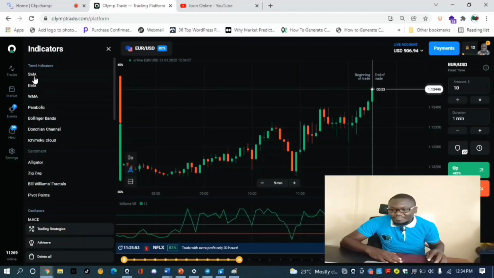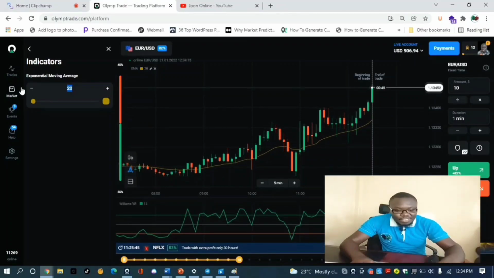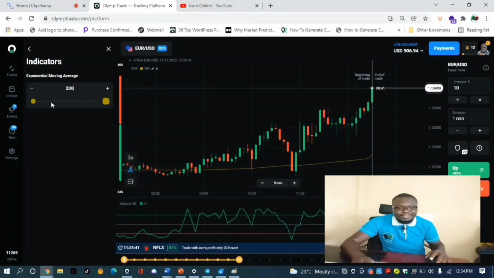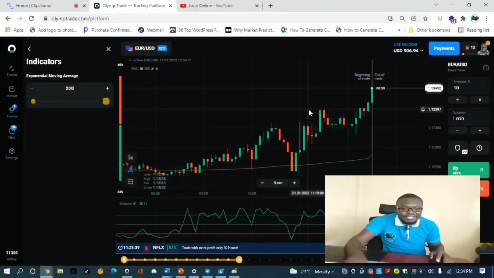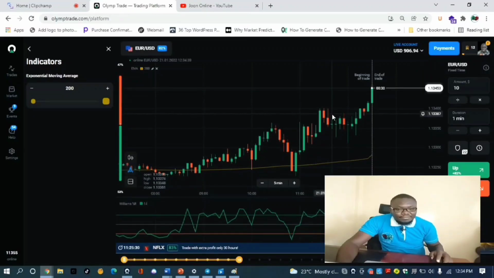Click on the indicators tab and click EMA. So I'll need you to again change it to period 200, which means that prices should be calculated for the past 200 candlesticks. Okay, so what you'll see on the chart if you do that is prices will be either below the EMA or above the EMA.